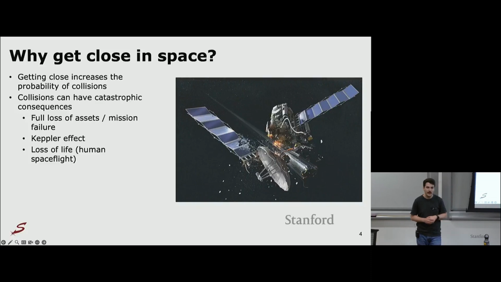Collisions can have really catastrophic effects, such as the loss of the asset, in this case, the satellite, or whatever target you might have. And so that can lead to mission failure. If enough of these happen, you can get something called the Kepler effect. And then if we're talking about human spaceflight, obviously we can be dealing with loss of life. So when we talk about getting close in space, we have to be really careful that it's well motivated.